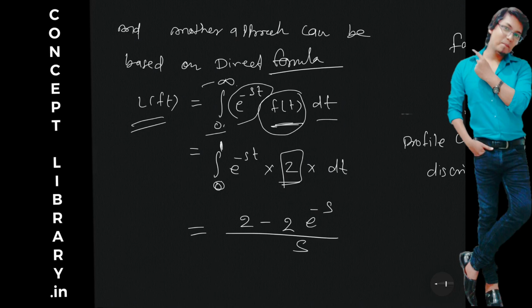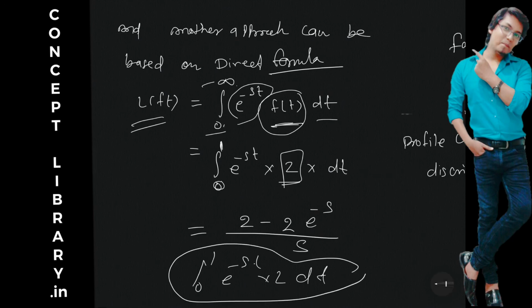That's all. Now it becomes a simple integration: the integral from 0 to 1 of e power minus st into 2 dt. This is a simple one and we are getting this as the answer. I hope it's clear.